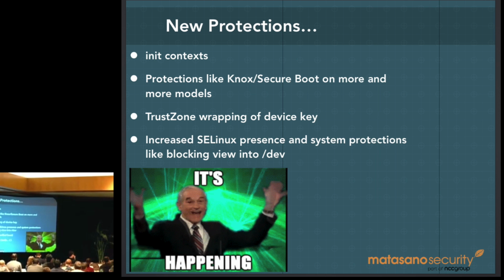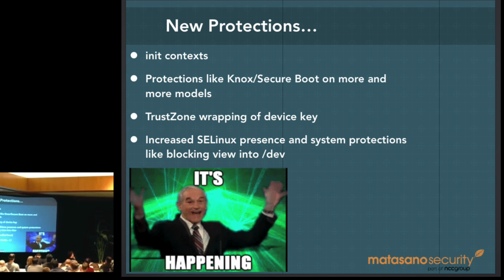Now they're wrapping the device encryption key with an ID from TrustZone, or a trusted execution environment. So this prevents you from attacking off the device essentially. You need to do it on the phone now if you're trying to brute force things, because you need that ID. There's also increased SE Linux presence. They're doing things like blocking your view into /dev now, which is totally pointless. It's going to slow you down a little bit, but not much.